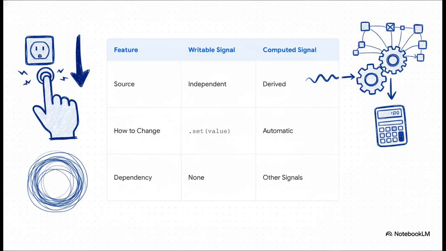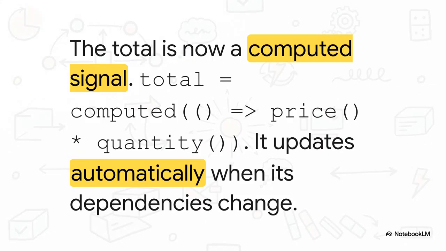Here's a really simple way to see the difference. Writable signals, they're the source. They're the things you set yourself. Computed signals, they're the result. They're derived from those other signals. You can't change a computed signal directly. It just knows how to figure itself out based on its dependencies. So if we go back to our shopping cart problem, the solution becomes incredibly clean.